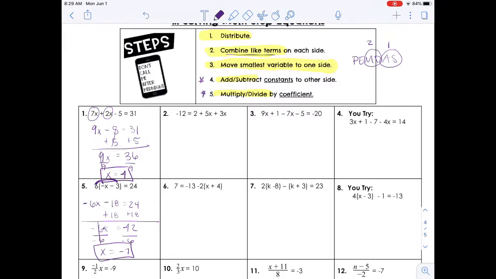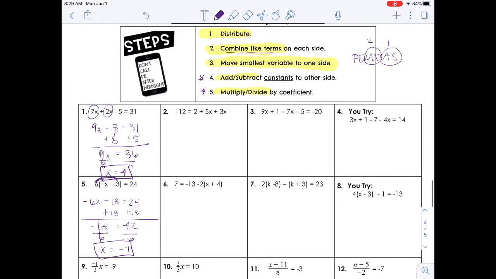Let's see if we can find one where we combine like terms. So let's look at number 7. So we've got 2 distributions going on. So we've got 2 times k is 2k, and 2 times negative 8 is negative 16. Distribute that negative. We're also going to have a negative k and a negative 3 equals 23.